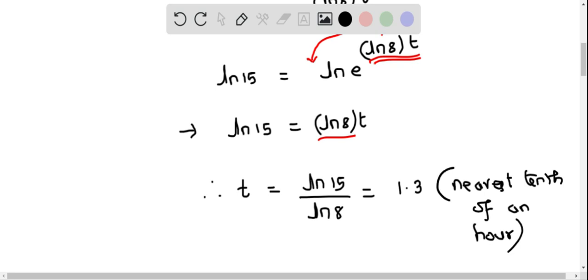And so we see that it takes 1.3, rounded to the nearest tenth of an hour. It takes 1.3 hours for the population to reach 15,000. And so this answers the part B question.